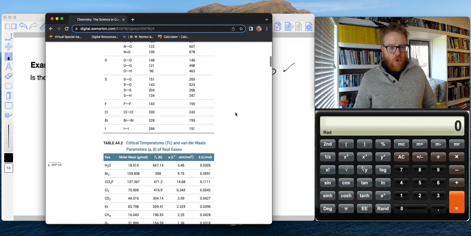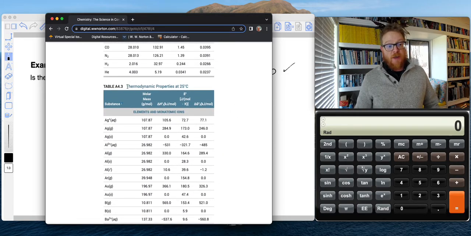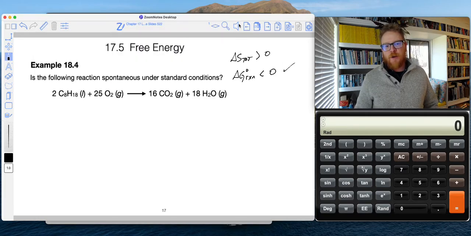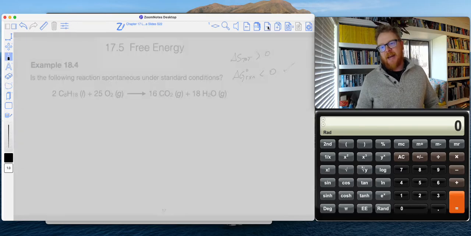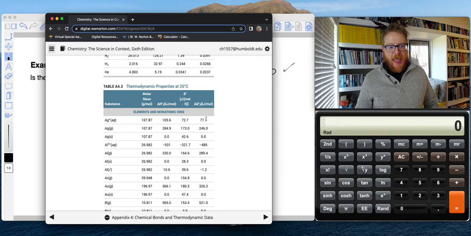And so we have to scroll down a bit to find the table that we want, which here it is. Thermodynamic properties at 25 degrees. So that's going to give me my standard free energy. Technically, that's the standard free energy of formation, which is like the specific free energy of that static molecule. So let's start looking some things up. And we want this rightmost column, and it's in units of kilojoules per mole.